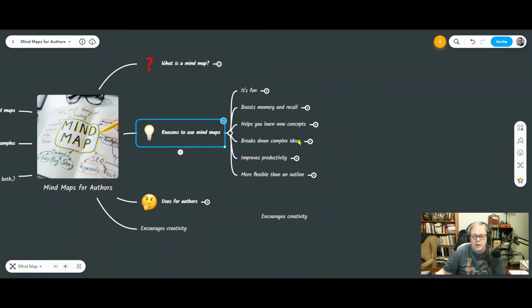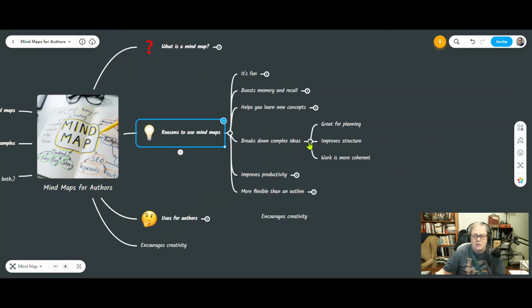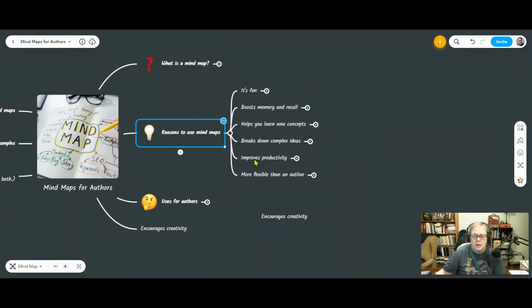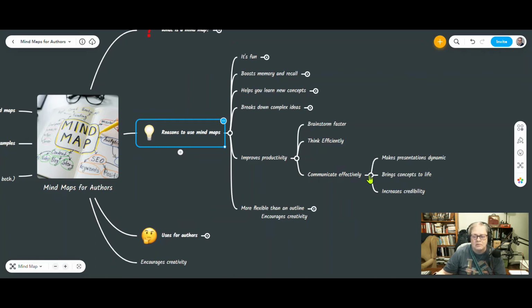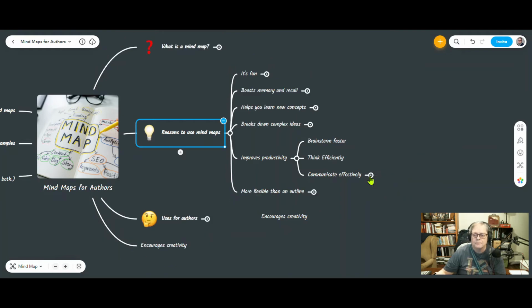Mind maps break down complex ideas, great for planning, and this improves structure. Work is more coherent. You're literally drawing, connecting the dots. Improves productivity, especially in a team setting. You brainstorm faster, think efficiently, communicate effectively, and when it comes time to present your ideas, it makes the presentations more dynamic, brings concepts to life, and increases credibility.